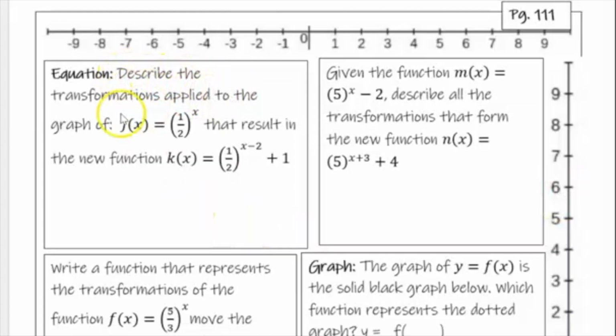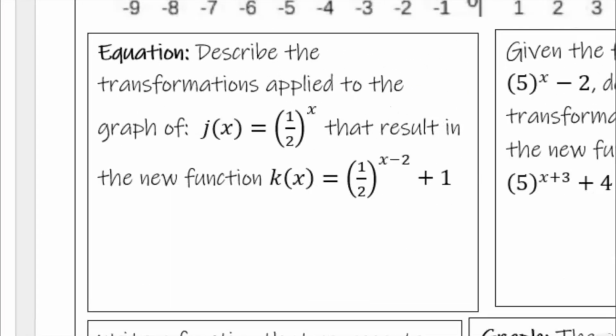Describe the transformations applied to the graph of j of x. So this is my original graph that results in a new function k of x. So this one is going to move to this one. In order to see what transformations have occurred, you have to look at what the differences are. The growth or decay, the steepness does not matter. It's just really what other numbers have they added. You can see right here with the x, they've gone from nothing here to -2 here. And this is going to be the key thing, the thing that's important.